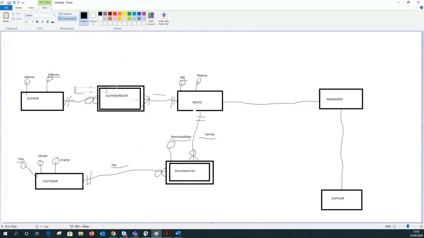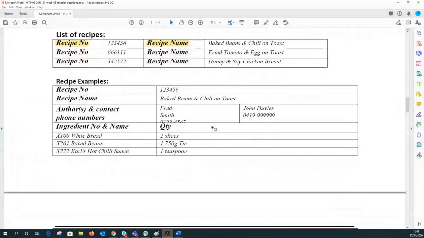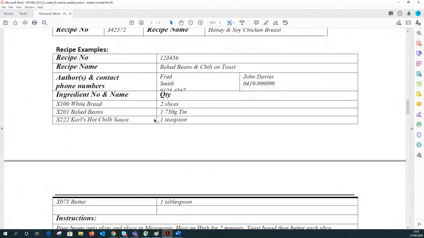So let me write some relationship names. Let me put authors has recipes, and recipes written by authors, right? Right, so looks like we completed this as well. Now we can move to the next section. Let's go through the example.